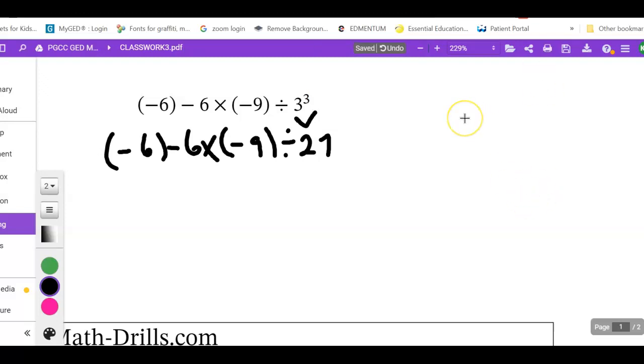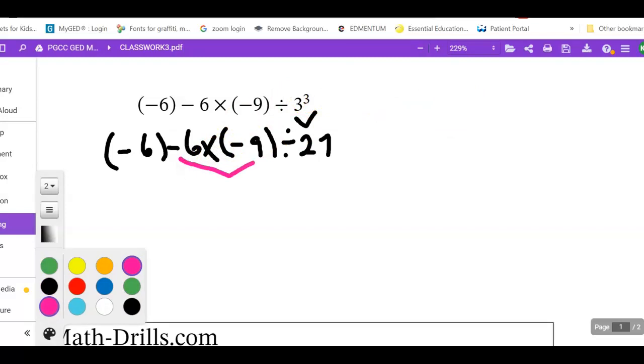So no more exponents. So I'm going to multiply or divide, whatever I see first. And guess what I see first? I see a multiplication first, don't you? I see the multiplication problem first, and that's negative 6 times negative 9. Negative 6 times negative 9, that's going to give me a positive 54. If I bring down the rest, make that positive sign show up, I have this.